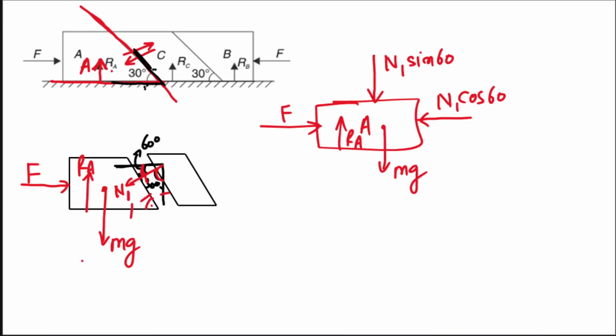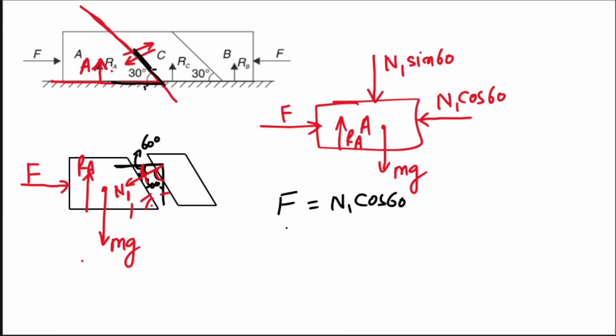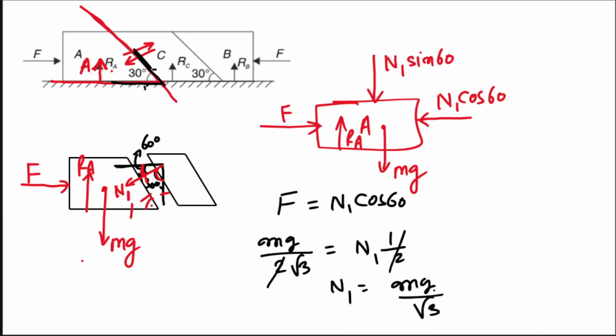ठीक है, अब आप equilibrium equation लिख लो along x and y axis, that is along horizontal and vertical. So F has to be equal to N1 cos 60. ठीक है। अब F का वैल्यू आप लिखो, what is the value of F over here? mg by 2 root 3. So this is your mg by 2 root 3 and this is equal to N1 half. So this will become this thing, right? Done hai? And N1 is equal to how much? mg by root 3.